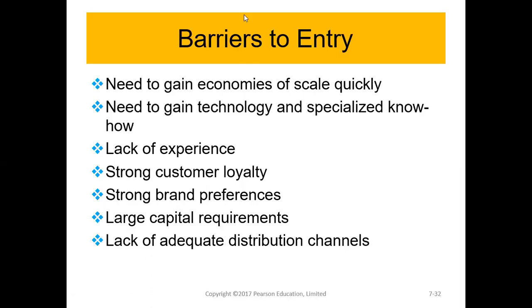If that market or industry needs technology and specialized know-how, these are considered barriers to entry. If these factors are there, they might create a barrier for some firms to enter. It means it's not easy for firms to enter the market, so there is lower competition. If these barriers are not there, it's easier for firms to enter the market, and that increases the level of competition.